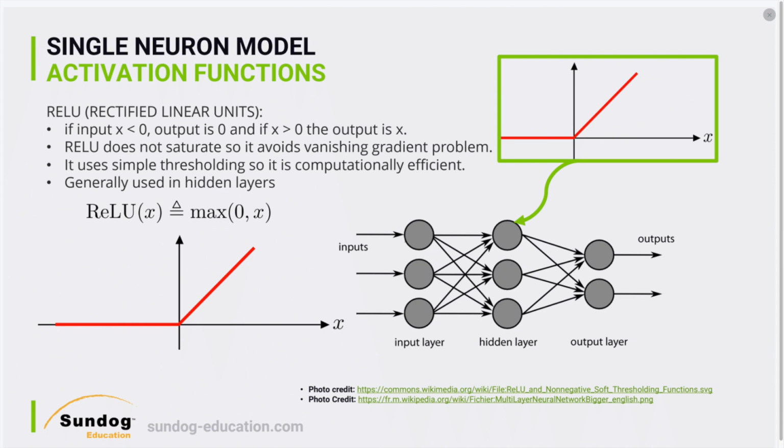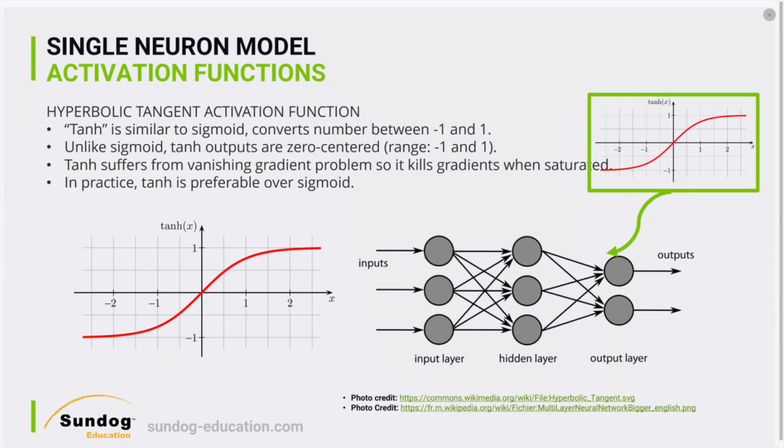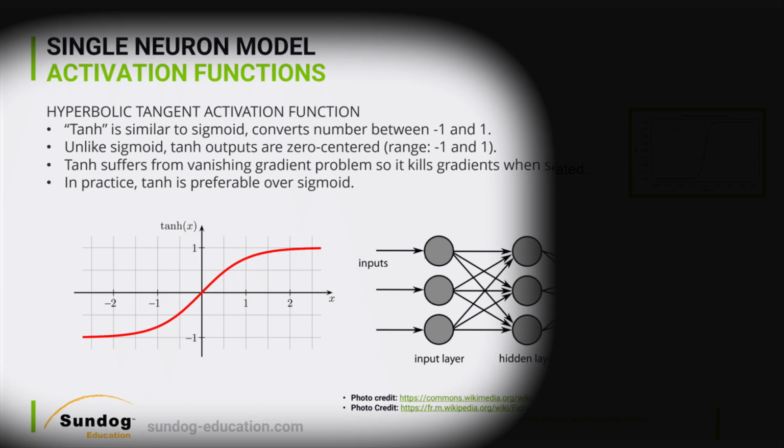Again, please remember, there's sigmoid, there is ReLU, and there is the last one, which is the hyperbolic tangent activation function. It looks very similar to the sigmoid activation function. The only difference is the range is from -1 to 1. Before, it was from 0 to 1. Here, we range from -1 to 1.